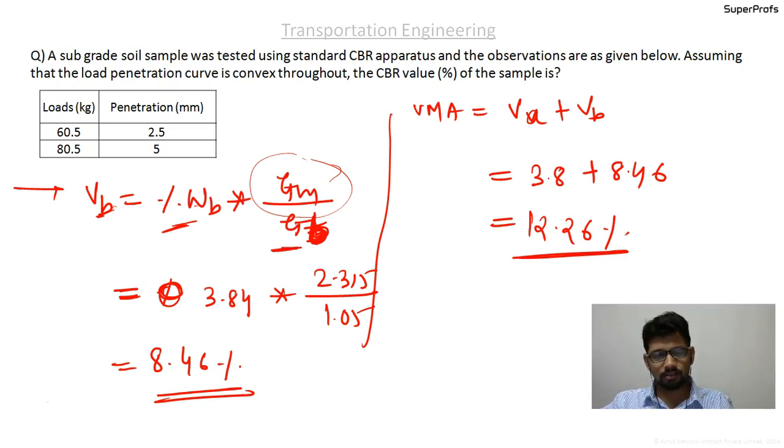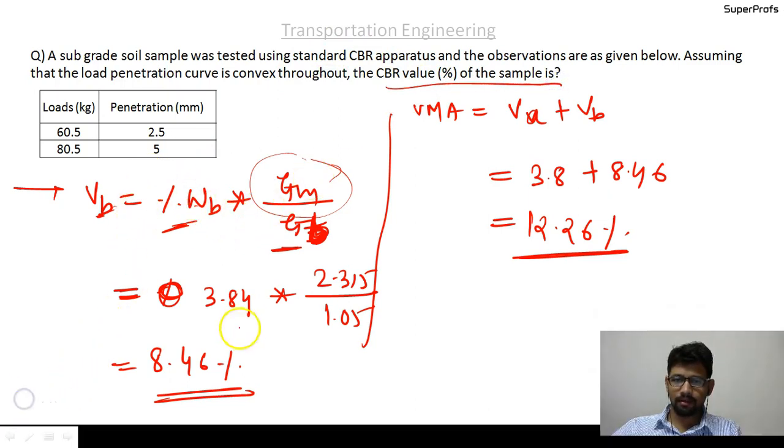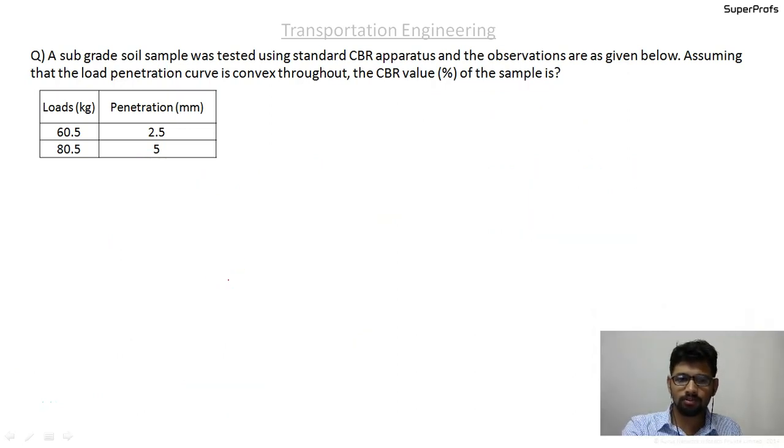So the next question is, a subgrade soil sample was tested using standard CBR apparatus and the observations are as given below. Assuming that the load penetration curve is convex throughout, the CBR value in percentage of the sample is. That is a very simple question, and I guess that we are done with this question. But yes, just for recap, we will take it again.